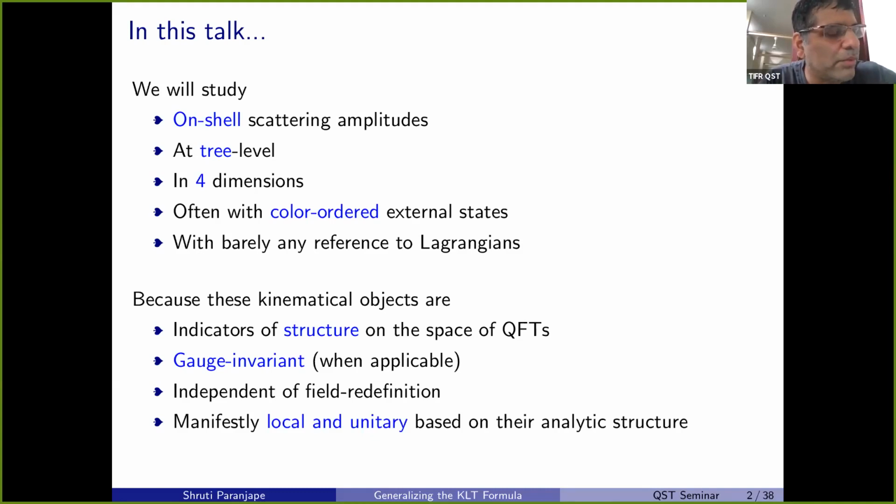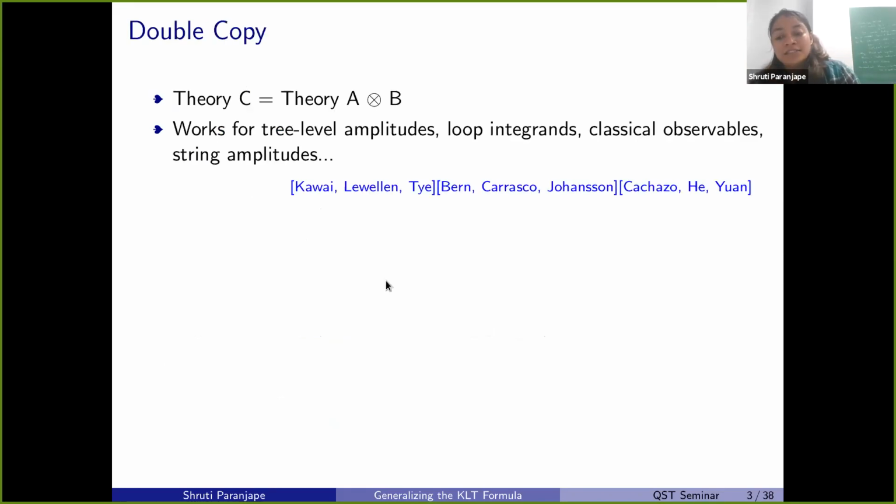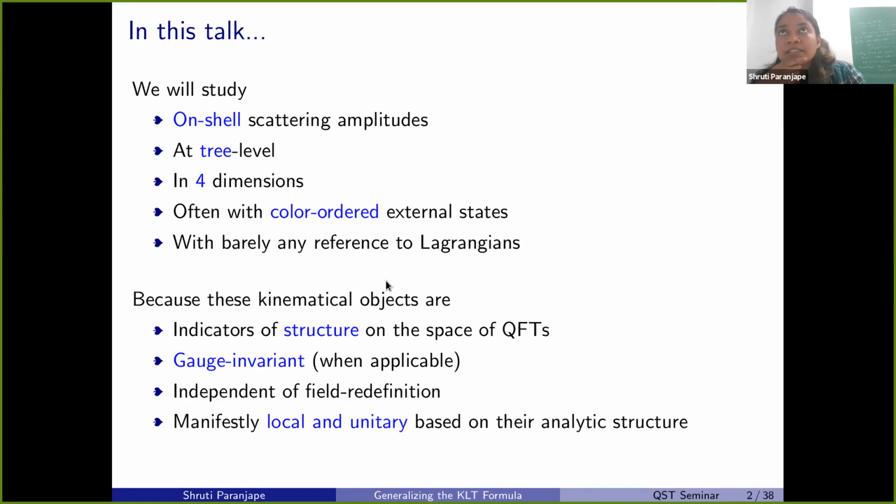What do you mean by partial amplitudes, please? Yeah, so I'll have a definition a little bit later. But a partial amplitude basically is where you separate out the trace color part and you're looking at the kinematical structure.